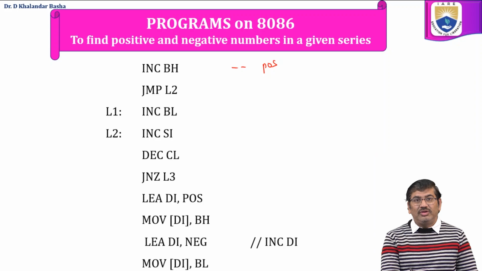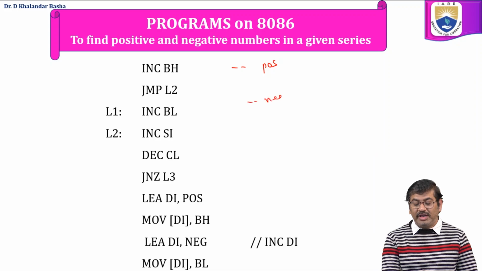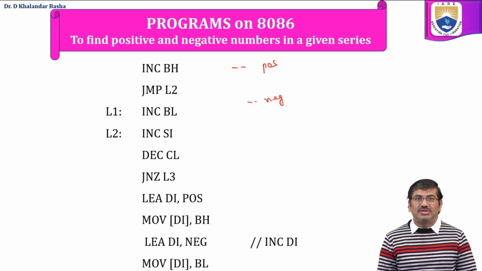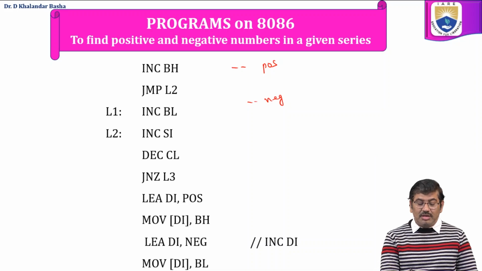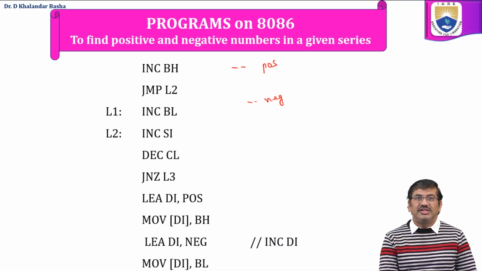Then unconditionally we jump, skipping INC BL, because INC BL is used for updating the negative number count in the series. Once one data is done, to advance to the next data, we increment SI. SI points to the memory location of the series variable. As one data has been checked, decrement the count. We have to iterate this loop until the count in the CL register is equivalent to 0.